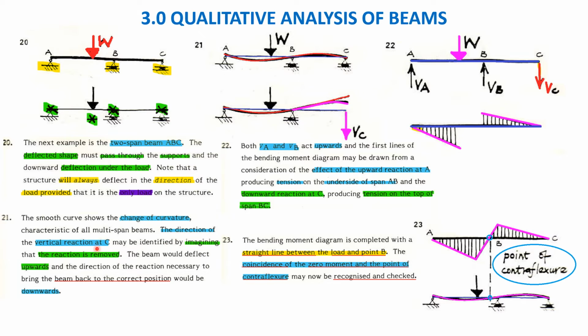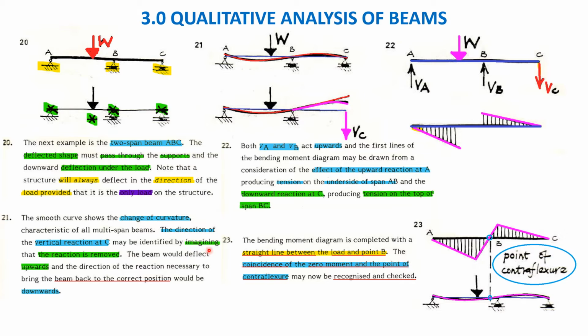The direction of the vertical reaction at C may be identified by imagining the reaction is removed. Suppose if we remove this one, what will happen? This would deflect like this. So the function of this reaction is to bring it down. So it will come in the downward direction only, because it is not going to move. It will be in the same position only because its deflection is 0. So it has to come down, then only it can meet this position.